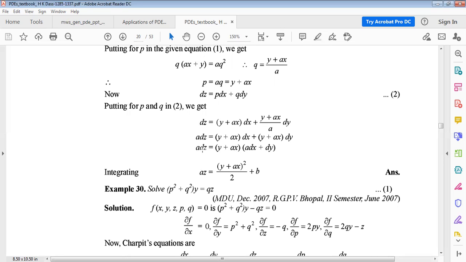Taking integration on both sides, the integration of dz will be z, and the integration of y plus x with respect to x, the formula will be x square by 2 only, like x dx. The integral of x dx is x square by 2, and this is the integral constant.